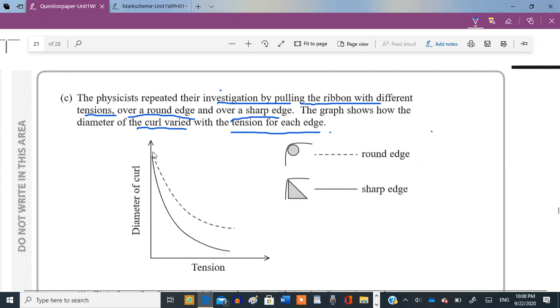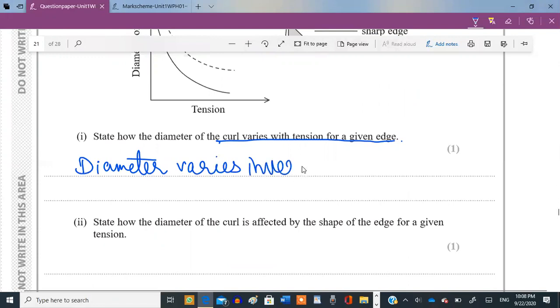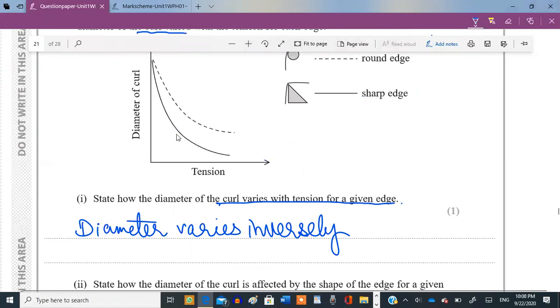Okay, for the round edge, this has a flatter gradient, and for the sharp edge, the gradient is steeper. Okay, so now let's see. State how the diameter of the curl varies with the tension for a given edge. It varies inversely, right? Inversely because of the shape of the graph. This is a typical hyperbolic curve for inverse relationship.